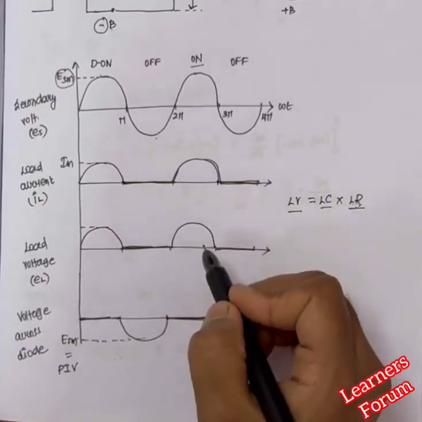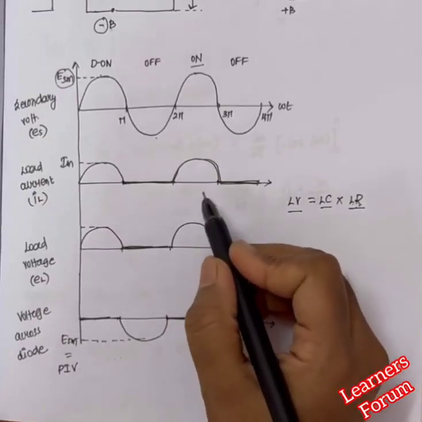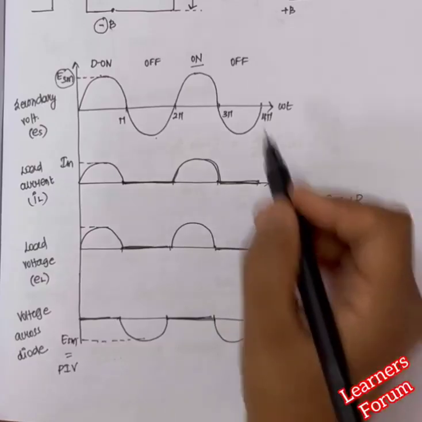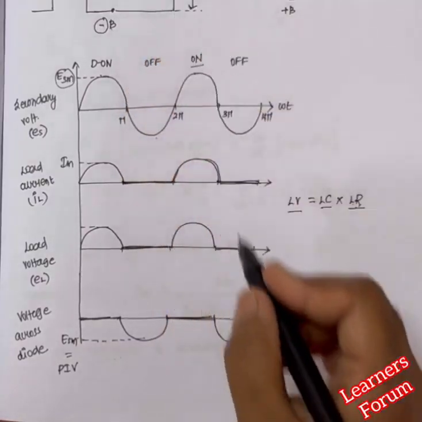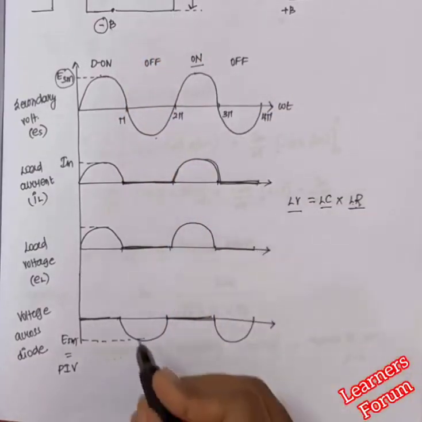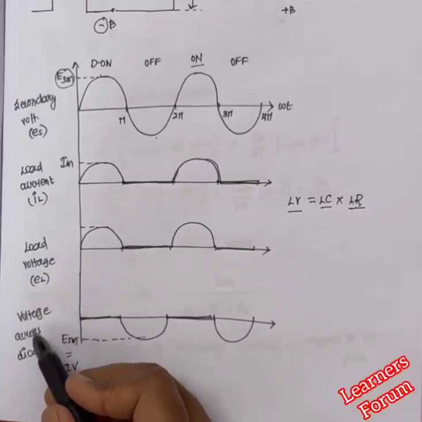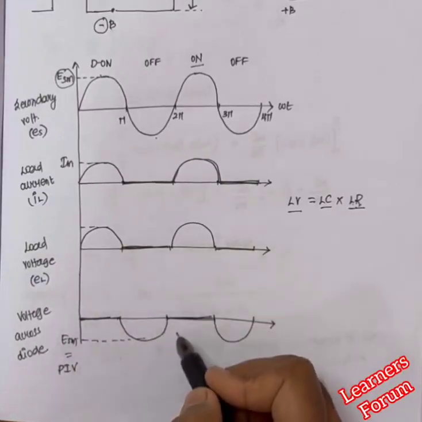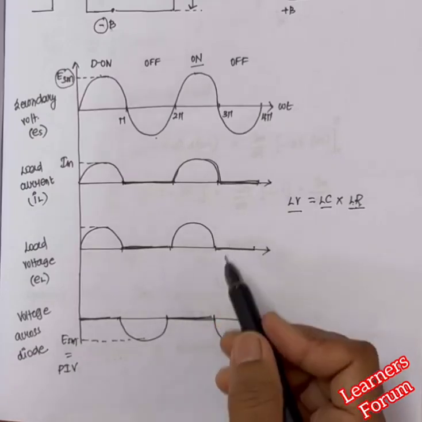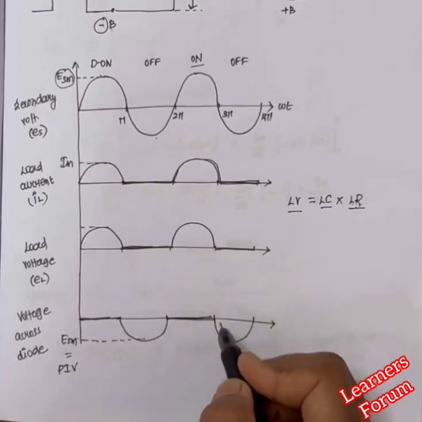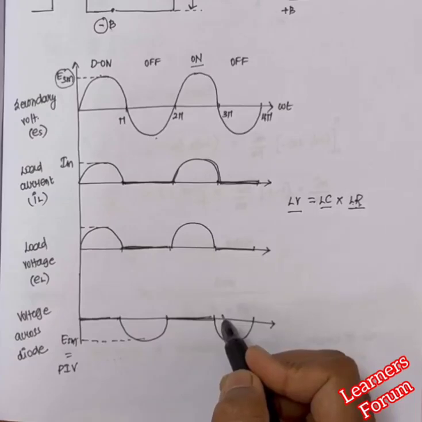Load current and load voltage are calculated after the rectifying element, that is, after the diode that we have seen in the circuit diagram. But this one is calculated across the diode itself. So that is the reason we are getting an alternating waveform when we compare it to load current or load voltage. So this is the working operation of a half wave rectifier.